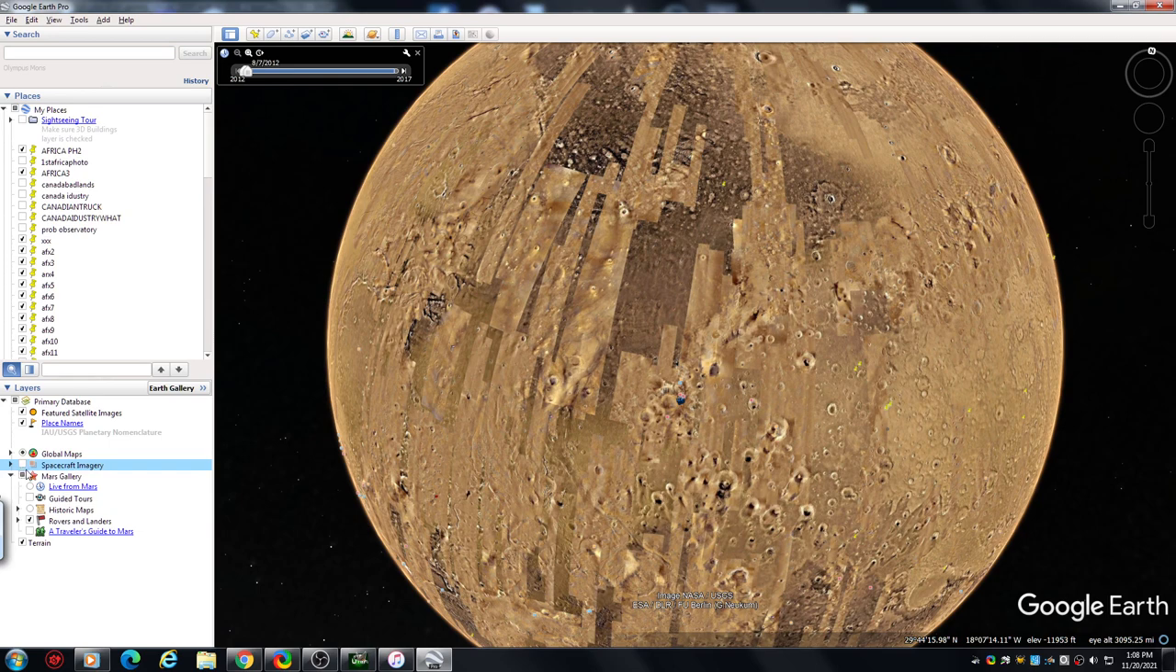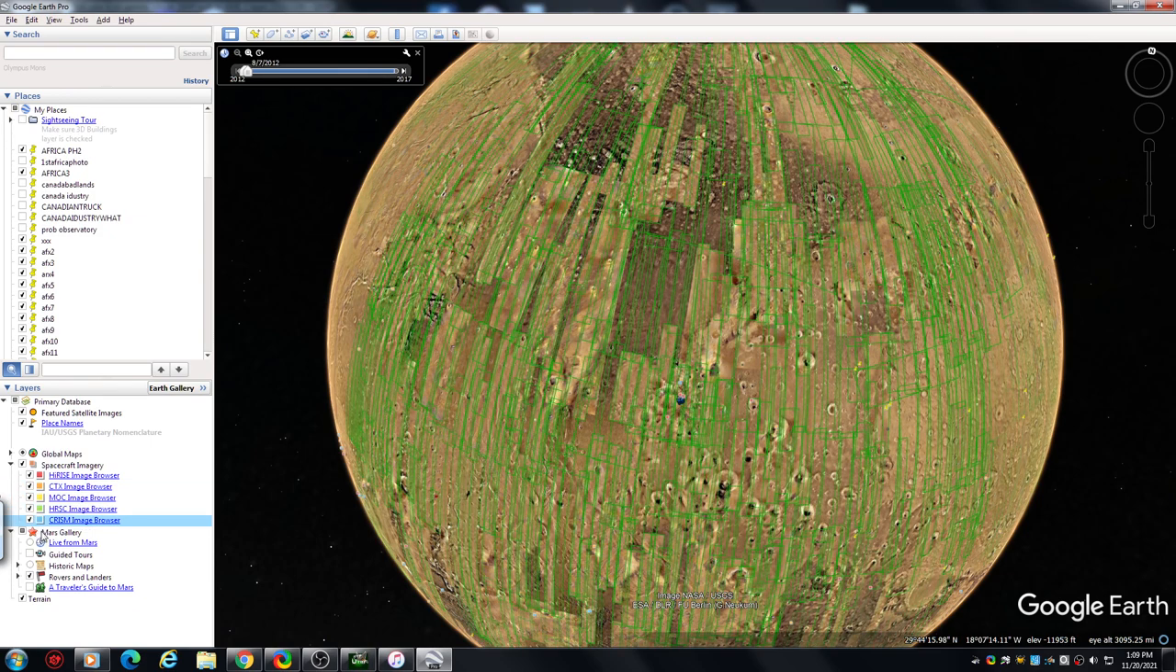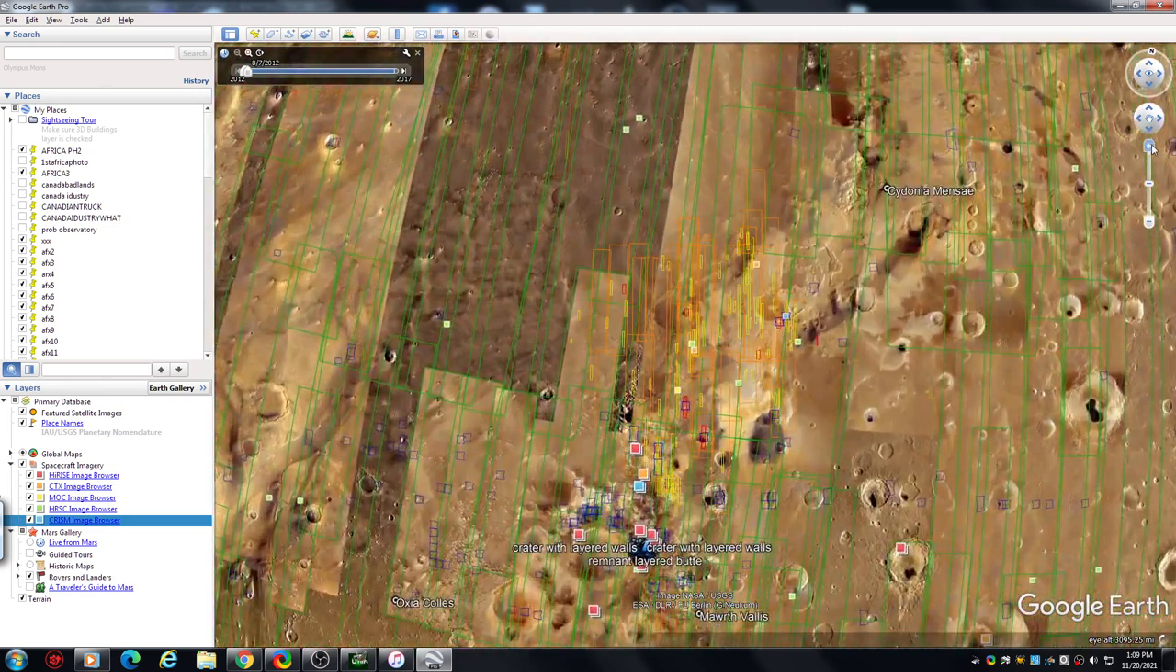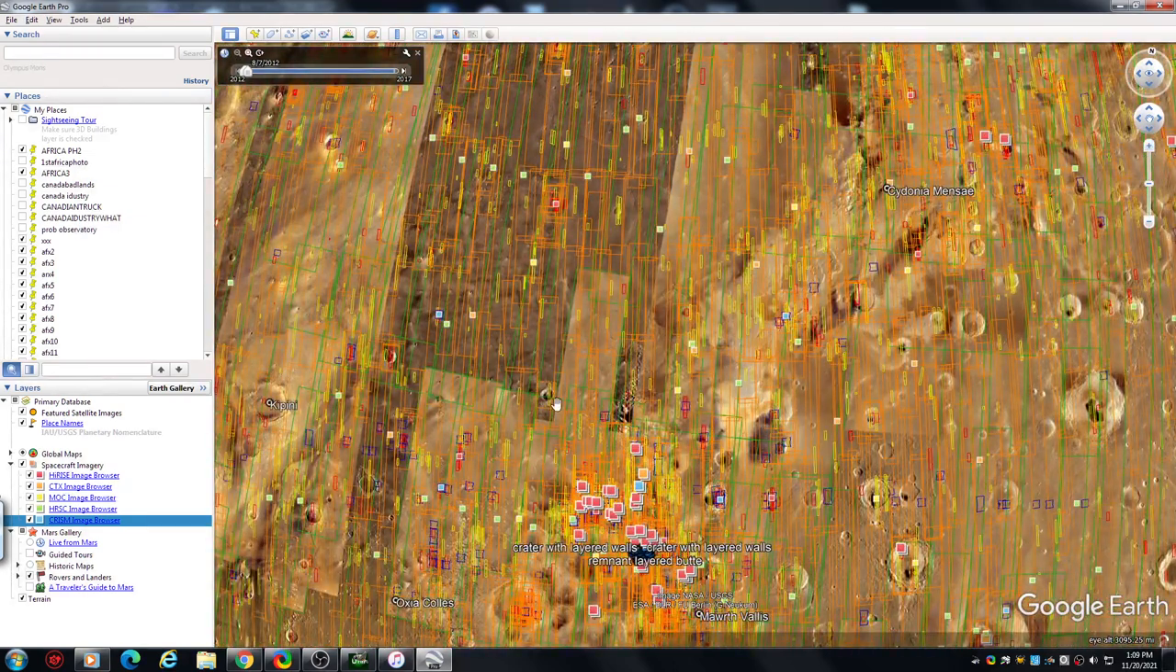Oh, spacecraft imagery. Okay, see, there we go. So these are the different orbiters, and it's quite incredible. Mars has been, there must be, you know, millions of, all these areas are what have been photographed. It's quite incredible.